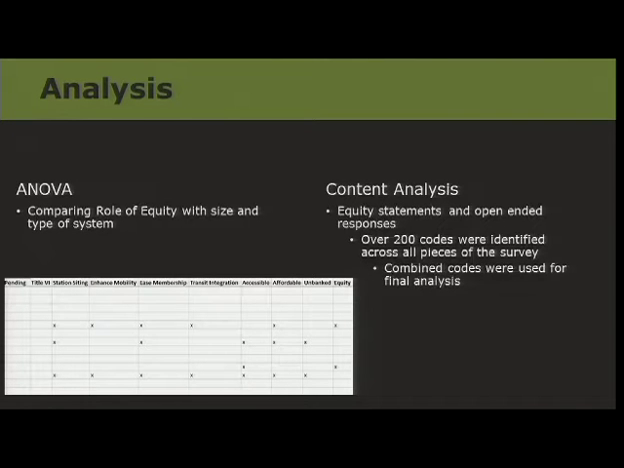We had 2 analysis techniques. One was ANOVA, using some of our very basic scale numbers to compare things like the size of the system versus the role of equity. I won't go into too many of those numbers, but we'll discuss some of those analyses. The biggest piece here is the content analysis of their open-ended responses on how equity was involved and what their equity statements were. Overall, we identified 200 codes. Our analyses mostly grouped many of those into common ideas around equity to make the analysis a lot simpler. The photo on the slide is a snapshot of the spreadsheet we used to identify those codes in the open-ended questions.